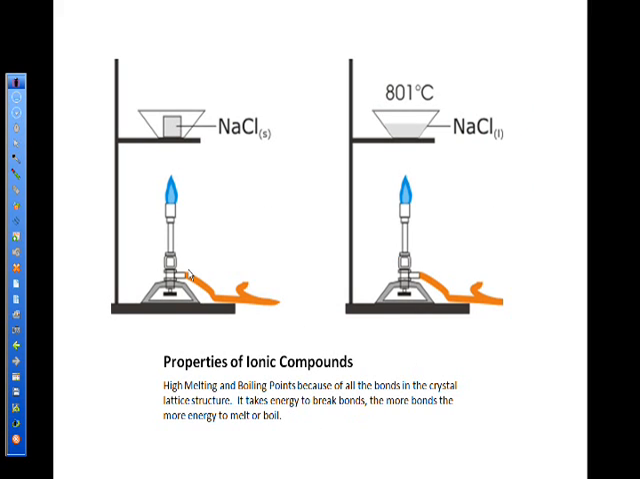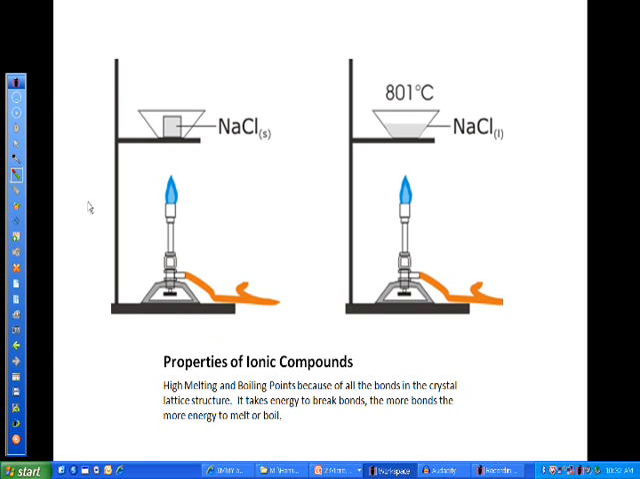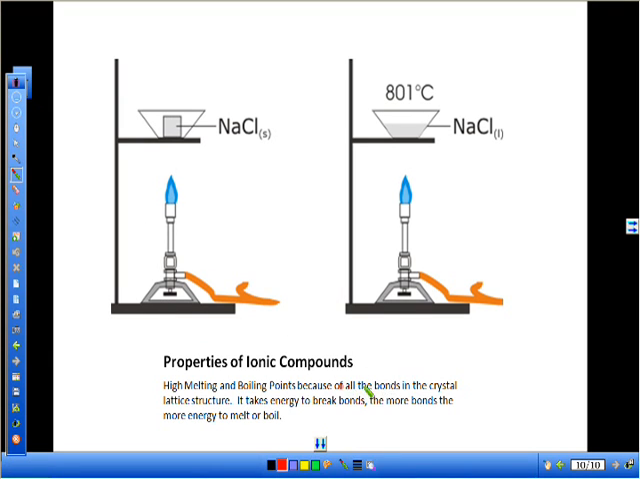High melting and high boiling points because of all the bonds. Think about that crystal lattice structure, lots of bonds in that crystal lattice structure. It takes a lot of energy to break the bonds, so the more bonds, the more energy to melt or boil. So here's sodium chloride, 801 degrees to melt salt crystals. And our Bunsen burners will not actually get this hot.